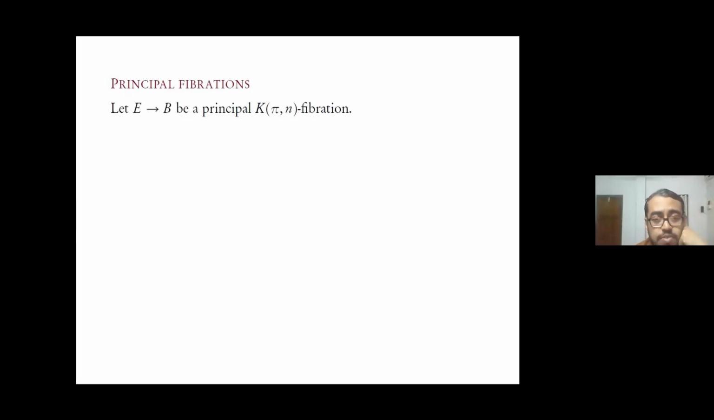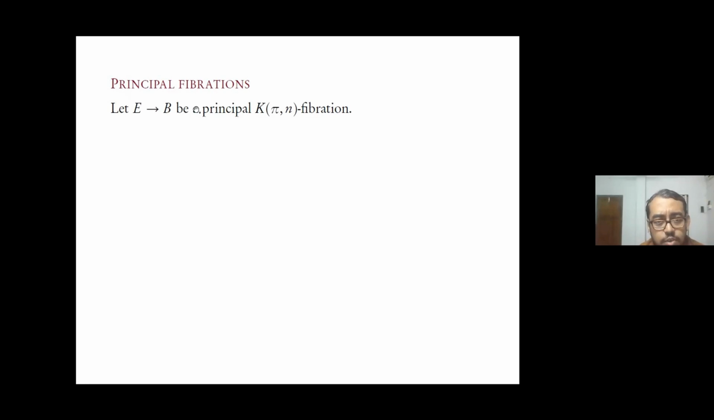Okay. So I want to connect all of these things with the DGA models that we have, the CDGA models, and to connect up with the Postnikov tower, I want to talk a little bit about principal fibrations. So what is a principal fibration? Well, I said a little bit about that at the beginning. So you have a fibration E to B. You can take it to be a Serre fibration if you want. You have a fibration E to B, and it's called a principal K pi n fibration.